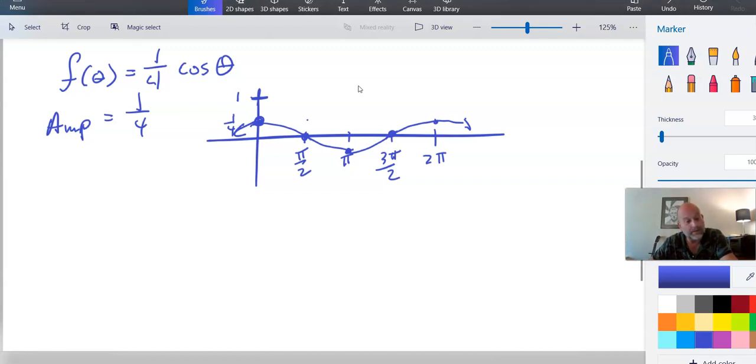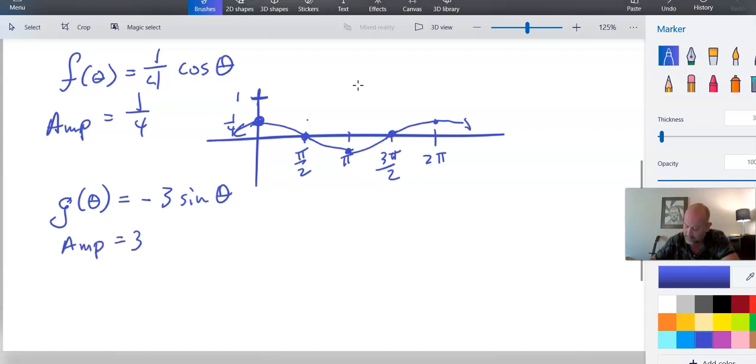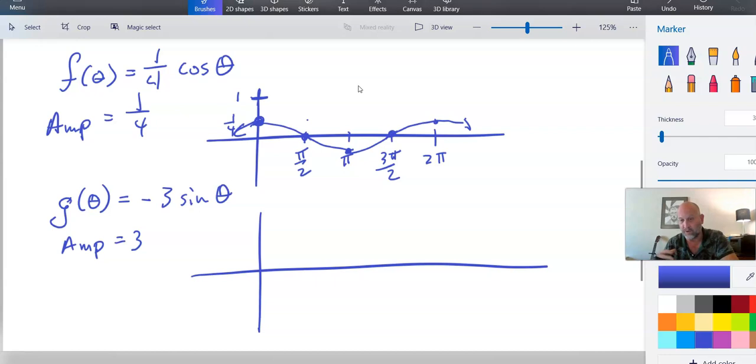Okay. So let's look at one more here. Let's look at g of theta is -3 sine theta. Now we have a negative number here. Even though it's negative, we still say the amplitude is 3. And it's a sine function. If the -3 wasn't there, I'd be sandwiched between 1 and -1. Now I'm sandwiched between 3 and -3 still.